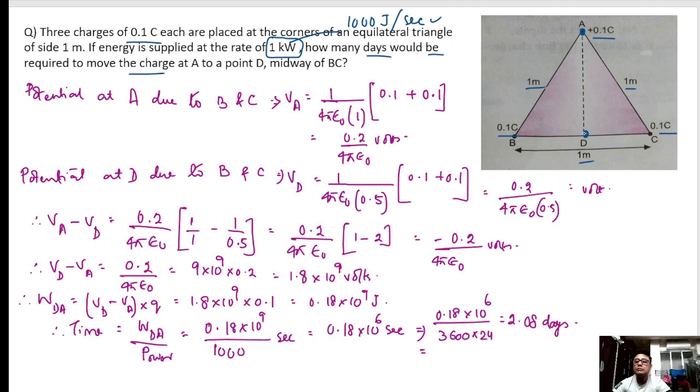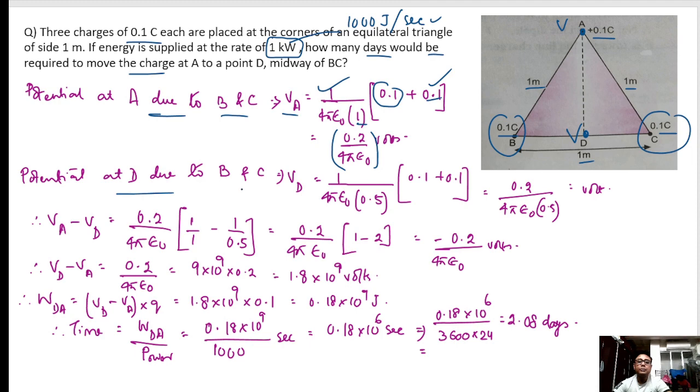to D? Okay, so first of all I have to find out the potential here and the potential here due to both the charges B and C. So let's find out the potential at A due to B and C. At A it will be due to B and C, 1 by 4 pi epsilon O. This is the Q by R, 1 meter, again Q by R. So this is the potential at A due to B and C.